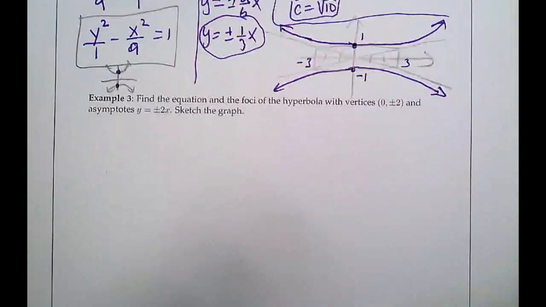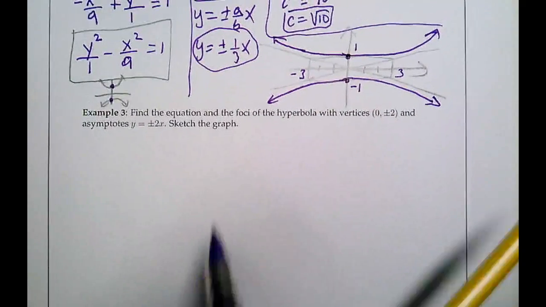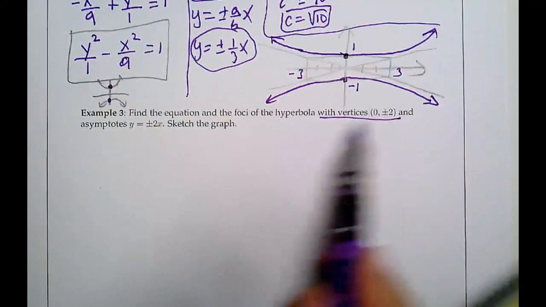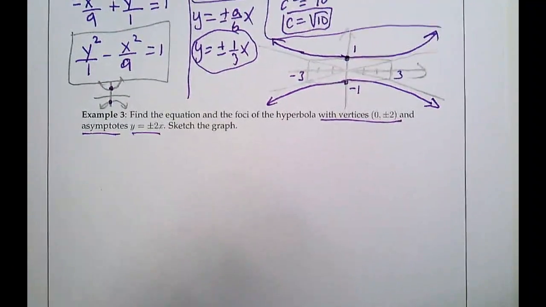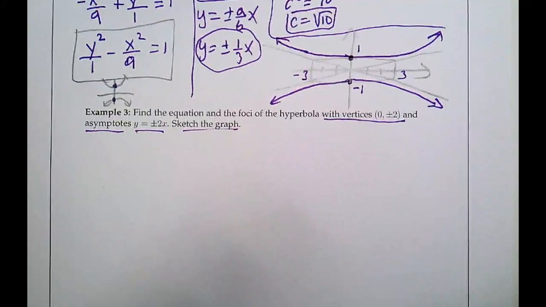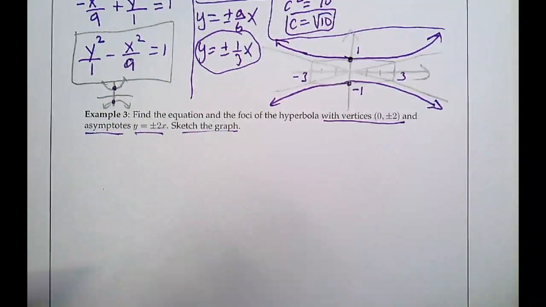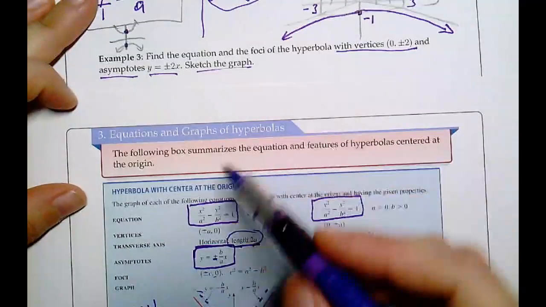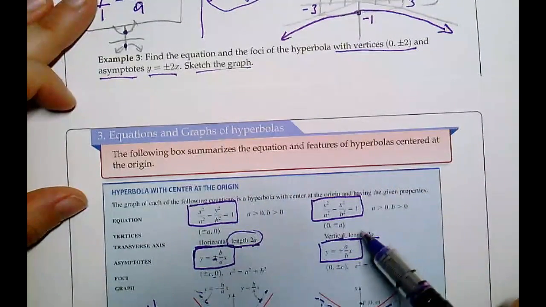Okay, so let's do one more example. Find the equation and the foci of the hyperbola that has these vertices and these asymptotes, and then sketch the graph. So, first of all, we've got to decide what type of hyperbola we're looking for. Is it of this type, type 1 or type 2?